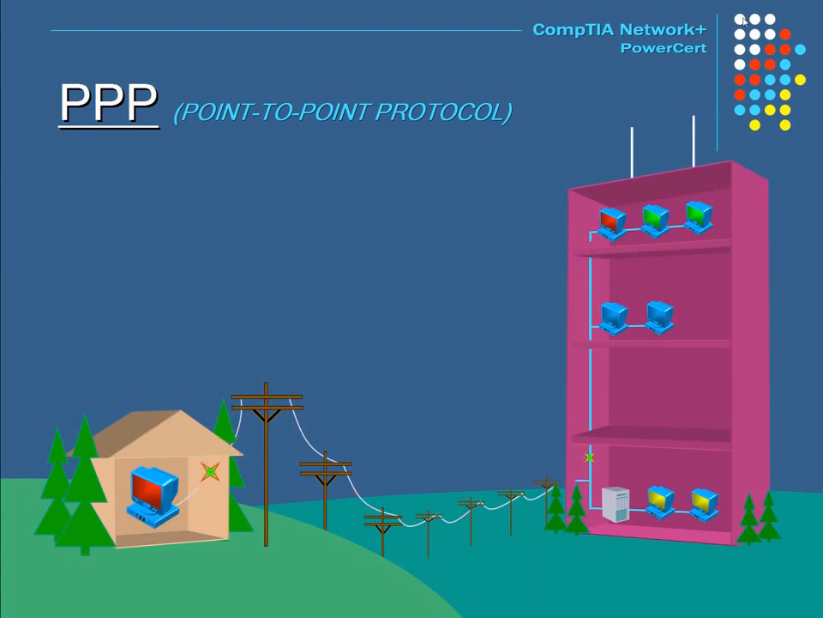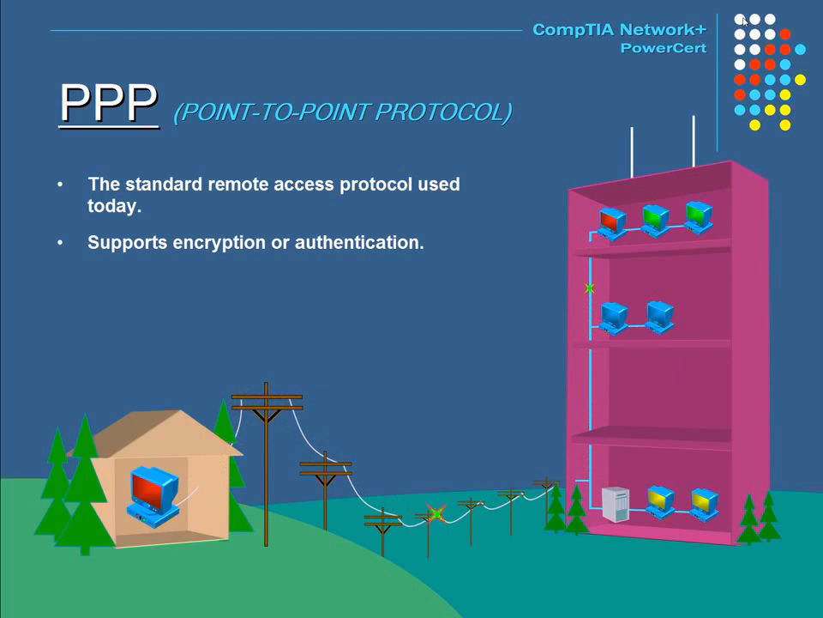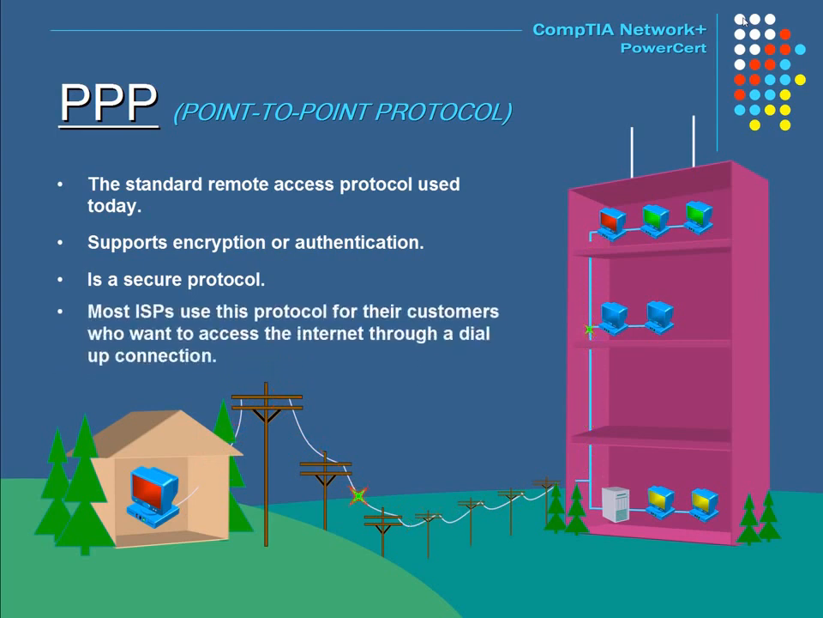PPP stands for Point-to-Point Protocol, and this is a standard remote access protocol that is used today. It was developed to replace SLIP's limitation in security, error checking, and protocol support. And like SLIP, this is a protocol that's used for communication between two computers using a serial connection, such as a typical phone line. But unlike SLIP, this is a secure protocol. Most internet service providers use this protocol for their customers who want to access the internet using a dial-up connection.